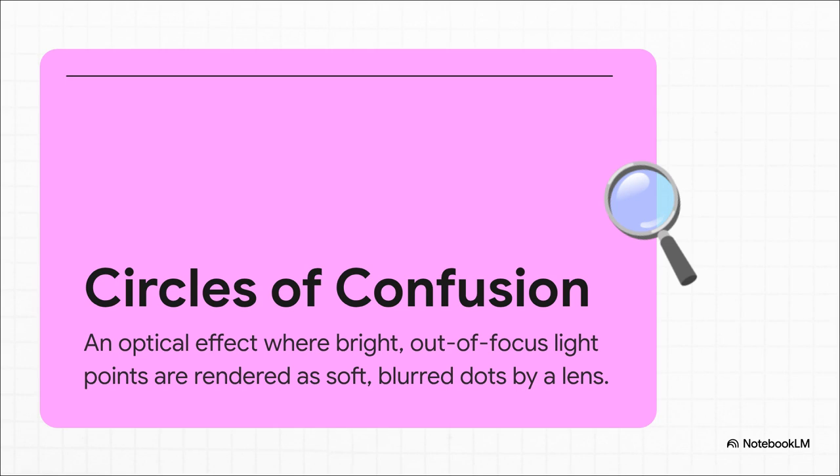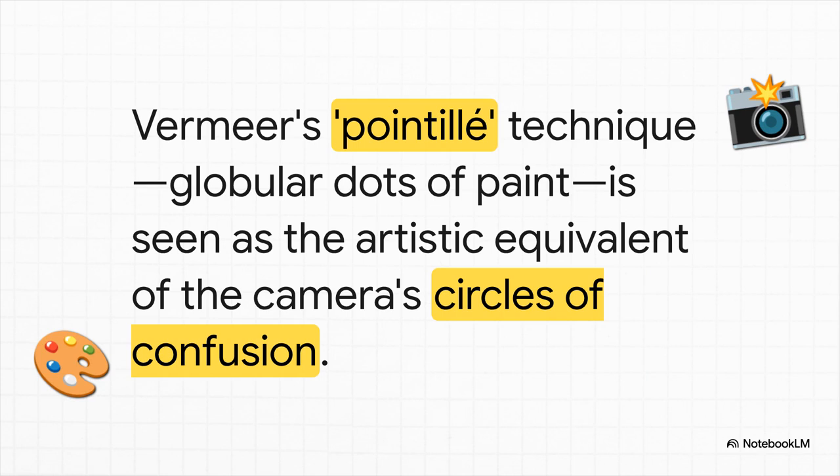You see this all the time in modern photography. But, and this is the important part, you do not see this with the naked eye. It's a fingerprint, a dead giveaway of a lens. And this is where it gets really cool, because this effect connects directly to Vermeer's totally unique painting technique. He famously used something called pointillé, these little globular dots of thick paint to show highlights. Just look at the bread in the milkmaid, or the sparkles on a tapestry.